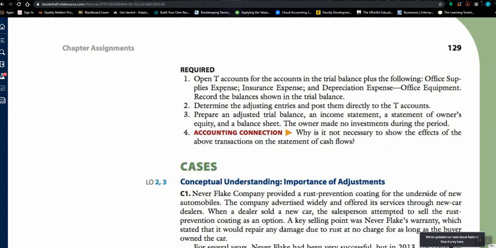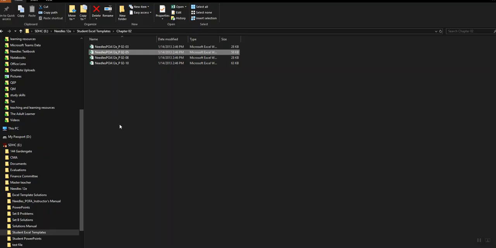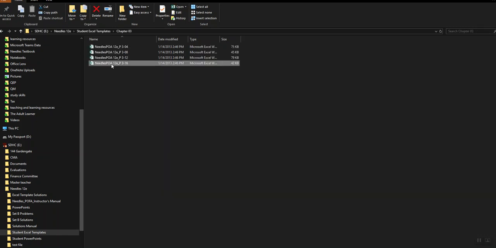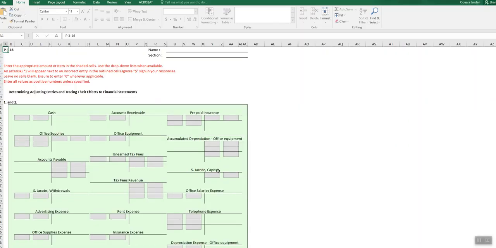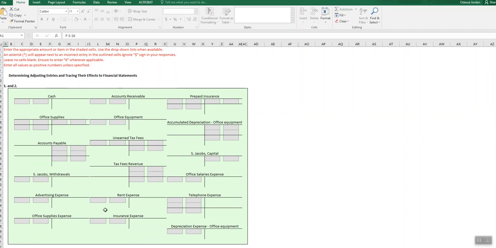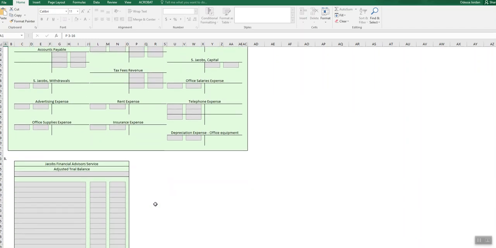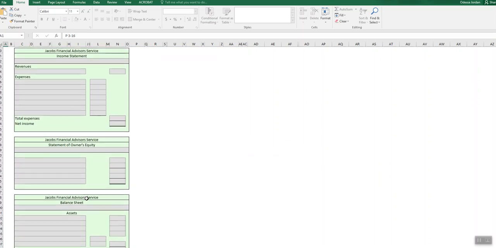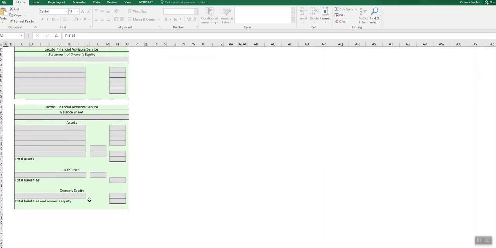Open the T account. Because we're using Excel files, you do not have to open anything. It's already created for you. So let me go back and open that up. As you can see here, these are the T accounts that are listed here. And here's the adjusted trial balance, the income statement, statement of owner's equity, and the balance sheet.